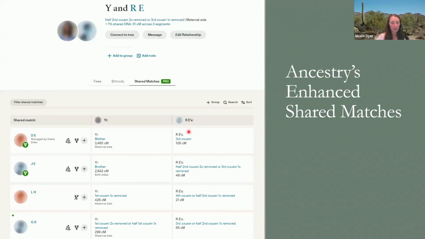So it gives you the name of the match and how much they share with you, how much they share with the match whose page you're on, and the relationship prediction. Then you can click on this third cousin to see more about the relationship prediction.